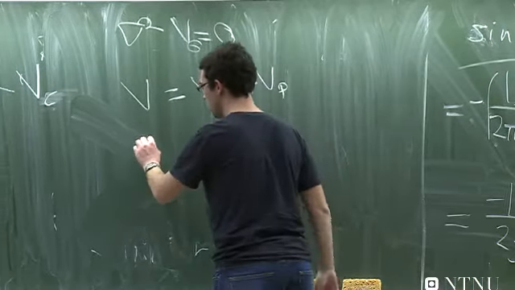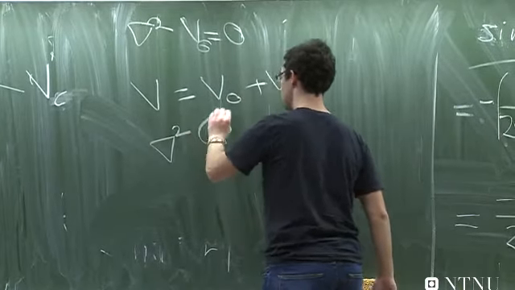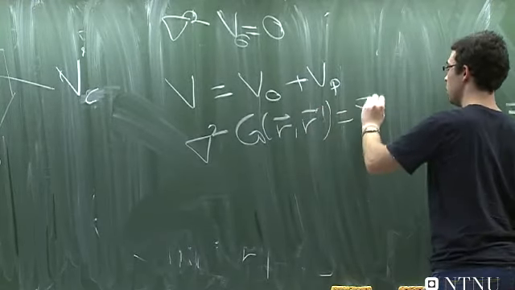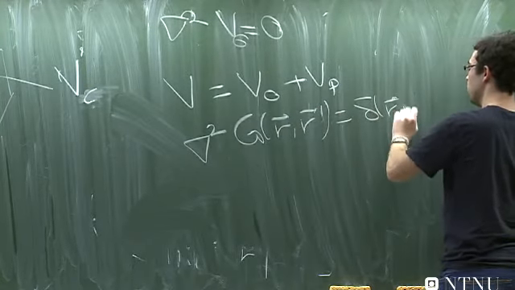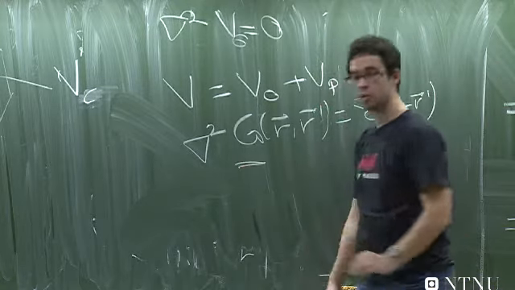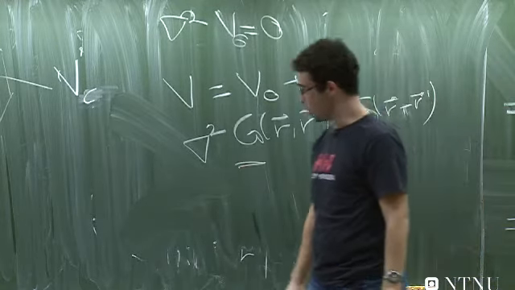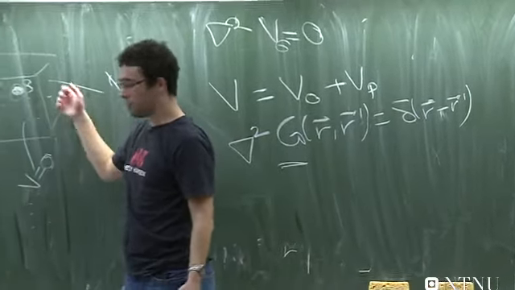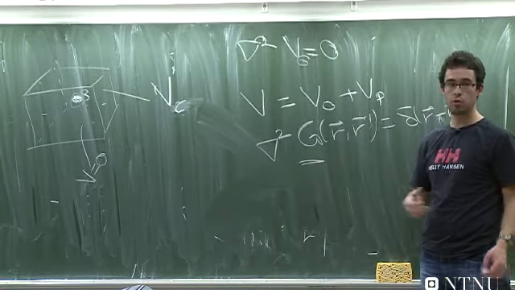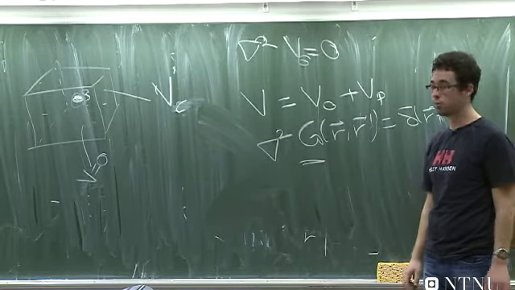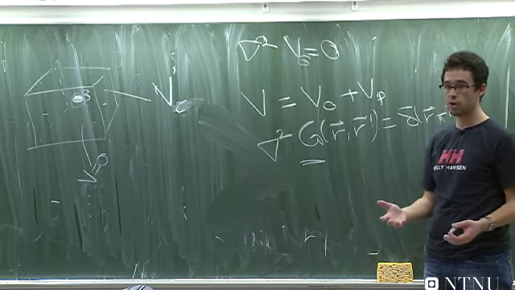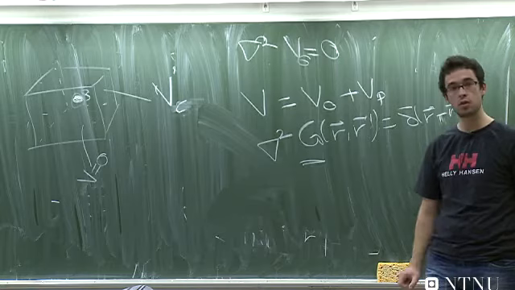So when we solve nabla square of G of R, R prime is equal to delta of R minus R prime, then G needs to satisfy the boundary conditions as well. So if the potential should be constant on these boundaries, so should the Green's function. But to solve the Green's function for what is more or less the most general case is a good example of the use of a Green's function as well as being relevant to this course.